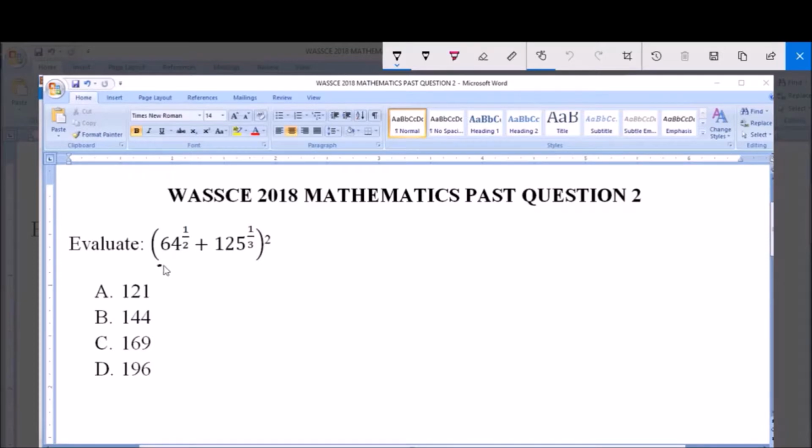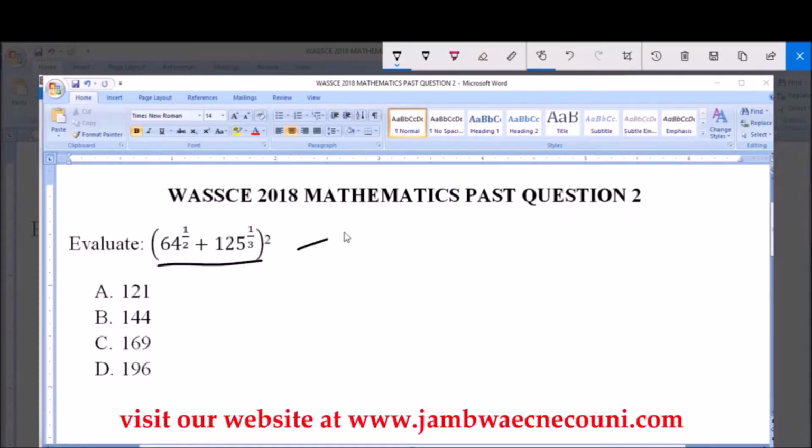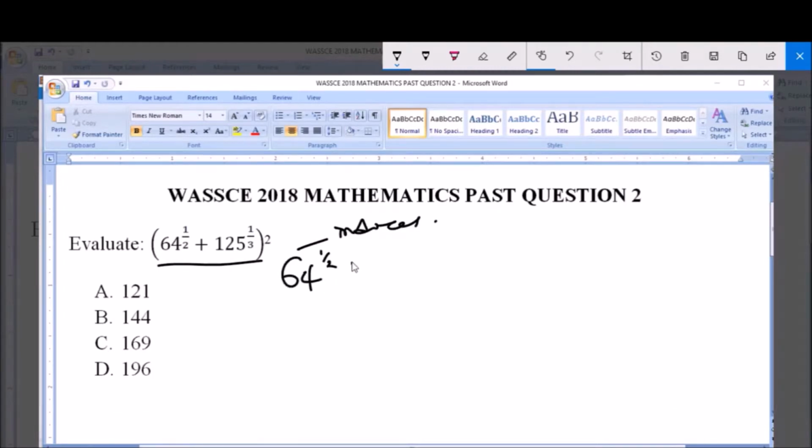Now we have to evaluate this, and if you look at this, this is coined out from indices. We're given 64 raised to the power of 1 over 2 plus 125 raised to the power of 1 over 3, all in the brackets square. Now from indices, this 64 raised to the power of 1 over 2 is the same as saying square root of 64 plus, and this 125 raised to the power of 1 over 3 is the same as saying cube root 125, all square.